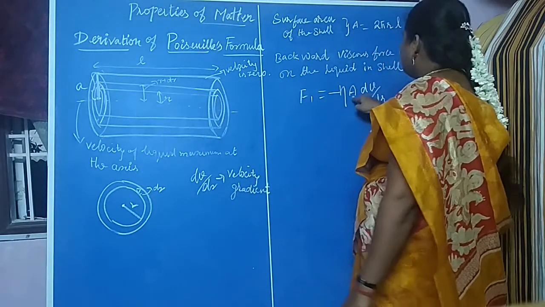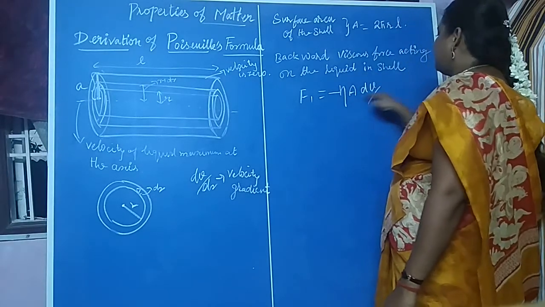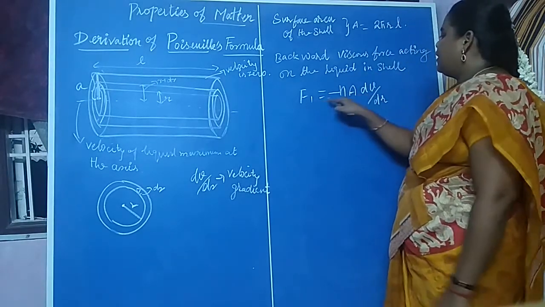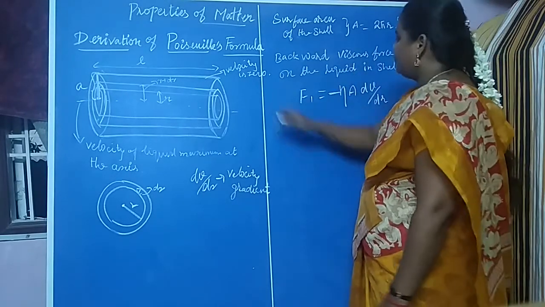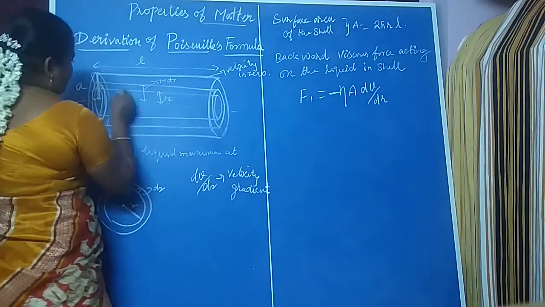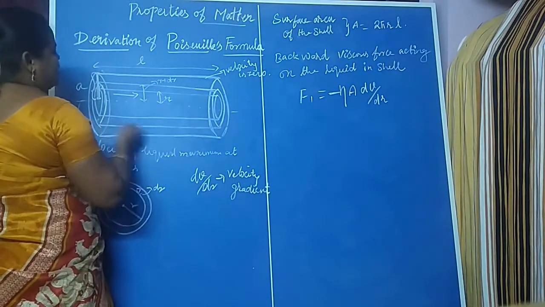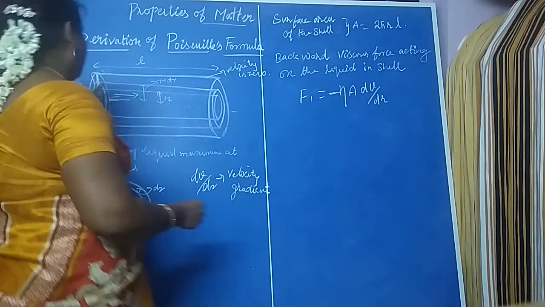So the viscous force, we know that it is directly proportional to the area of the cylindrical shell and the velocity gradient of the liquid. So we write F1 equal to minus eta A dV by dr. Why are we putting minus here? It is a backward force. That is, if the liquid flows through the capillary tube in the forward direction, a viscous force is created in the opposite direction in the next layer. So we put a minus sign here.